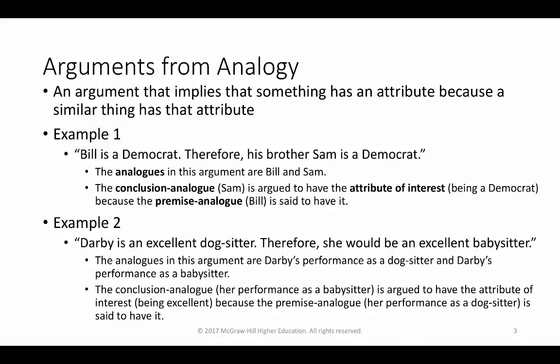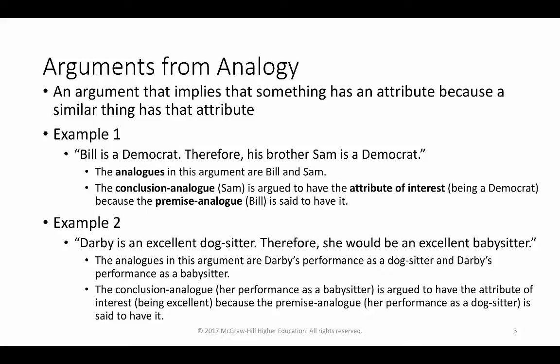In analogical reasoning, the things that have similar attributes are called analogs. In this argument, the analogs are Bill and Sam. Bill is the premise analog because the premise is Bill is a Democrat. Sam is the conclusion analog because the conclusion is that Sam is also a Democrat. The attribute of interest is the thing that they supposedly have in common, which is being a Democrat.